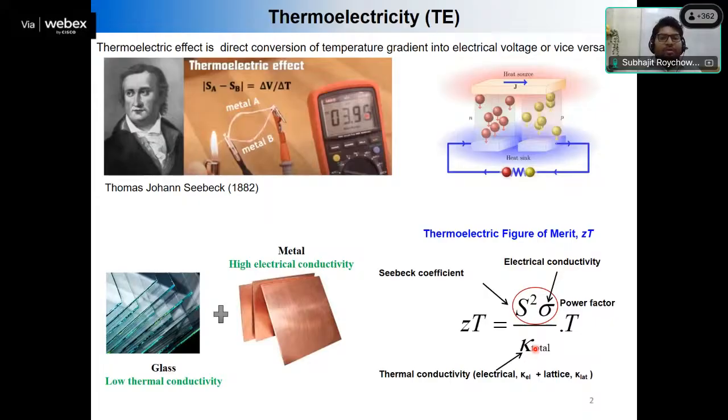Now we know from our solid state chemistry or physics knowledge that a metal will have a very high electrical conductivity because it has free electrons. And at the same time, glass will have low thermal conductivity. Now, why do we need the properties of both metal and glass? If you see the formula of ZT, in the numerator you have electrical conductivity and in the denominator you have thermal conductivity. So if you need a high ZT, you need a high power factor or low thermal conductivity.